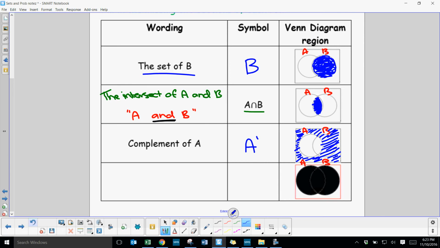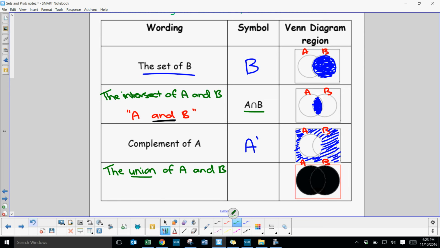And this one here, that we've shaded all through here, have a guess what you think that one is? You would be right, that is the union of A and B. Let's write that in here. It's the union of A and B.